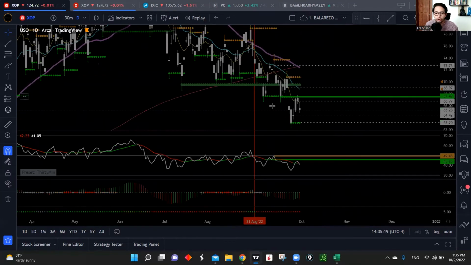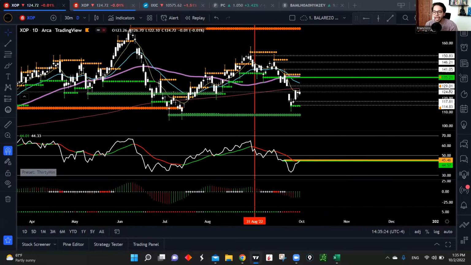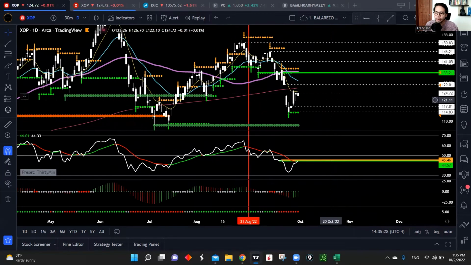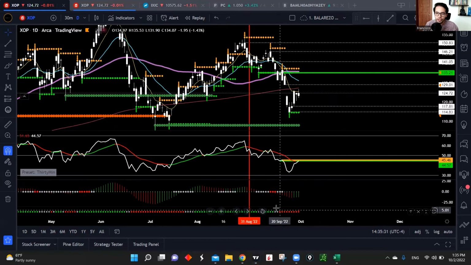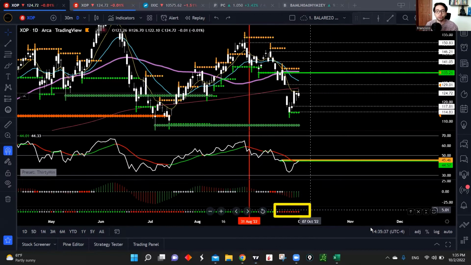And then the next name that I'm going to show you is XOP. And if USO is looking bearish, then XOP most likely is also looking bearish, and that's exactly what's happening. You can see right here that the structure of the momentum, right? You can see right here that the structure of the momentum is negative because we have the 8 below the 13 and below the 21. You can see that we have a squeeze that is firing to the downside.